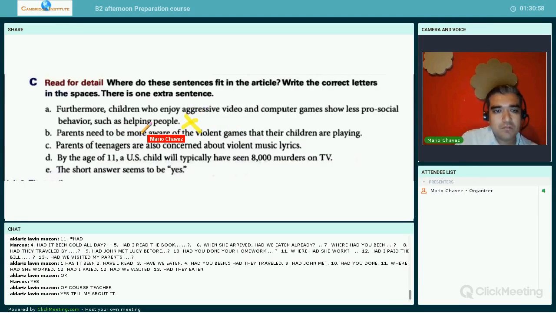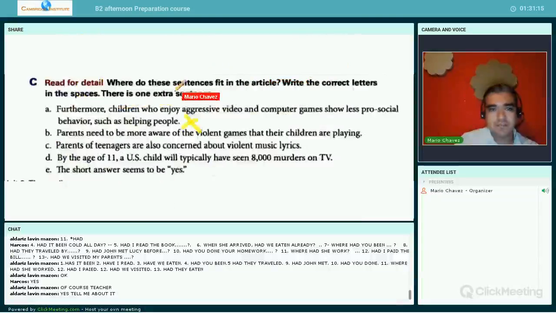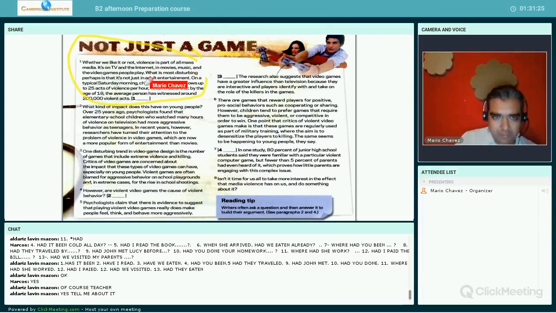Let's see now number two. Parents need to be more aware of the violent games that the children are playing. Remember, one is extra. Try by yourself. Where do you think you can put this sentence? Look at the sentence again: parents need to be more aware of the violent games that the children are playing. In what paragraph? The number one, the number two, the number three or the number four? In what paragraph do you think you can put it?